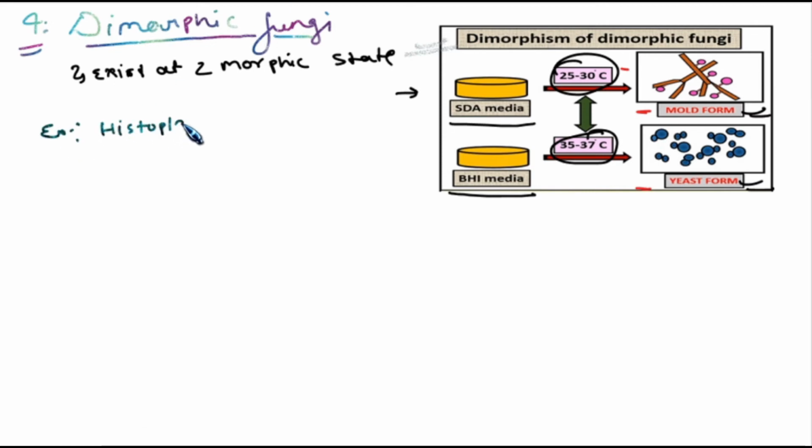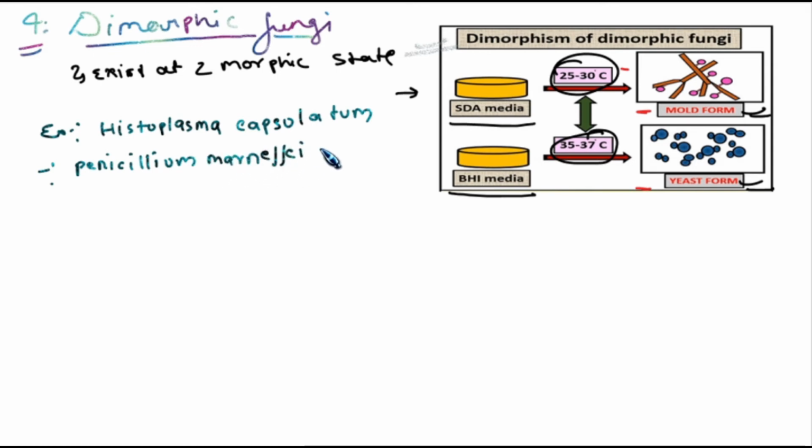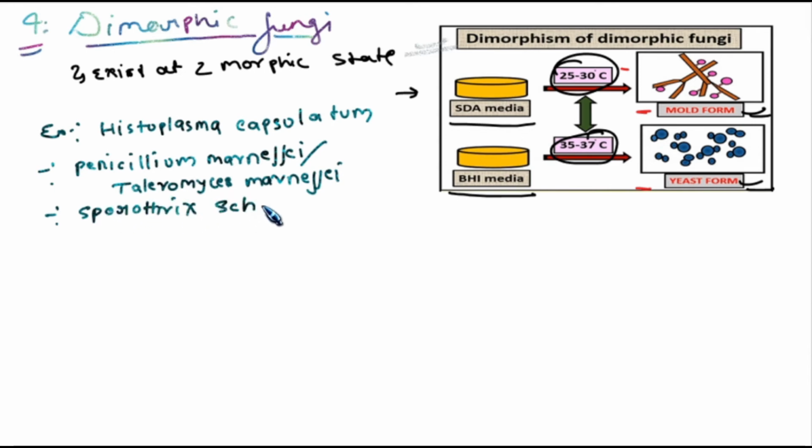Now the examples of the dimorphic fungi. First example is Histoplasma capsulatum. The second example is Penicillium marneffei, which has another name, Talaromyces marneffei. The third example is Sporothrix schenckii.